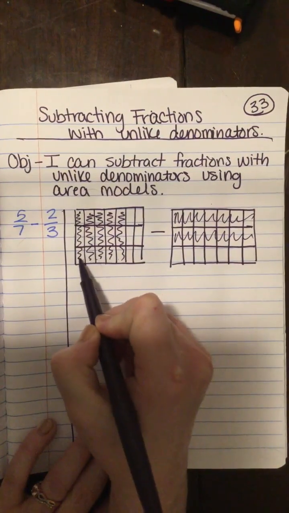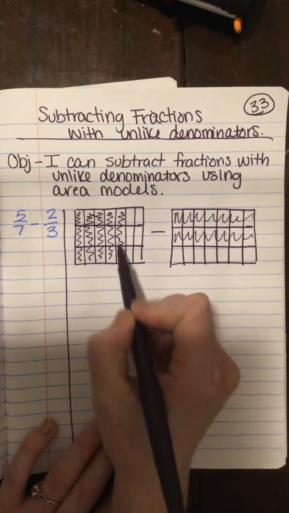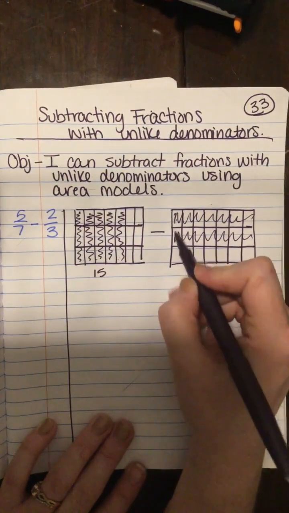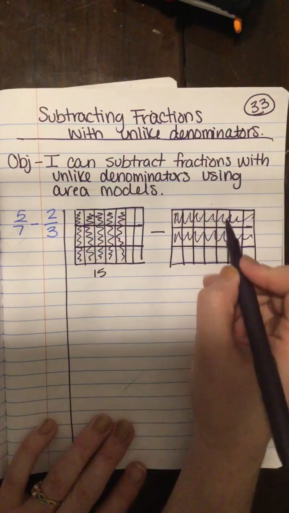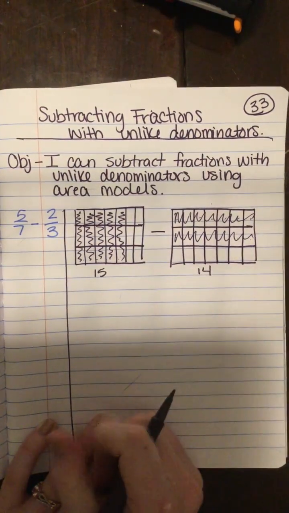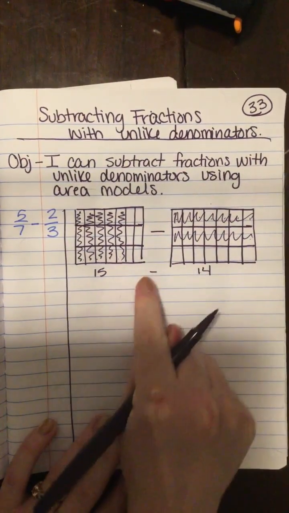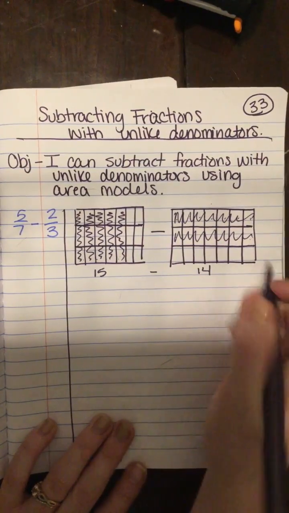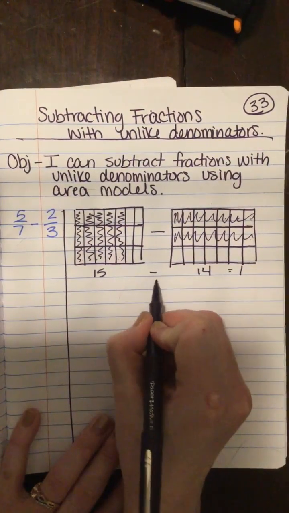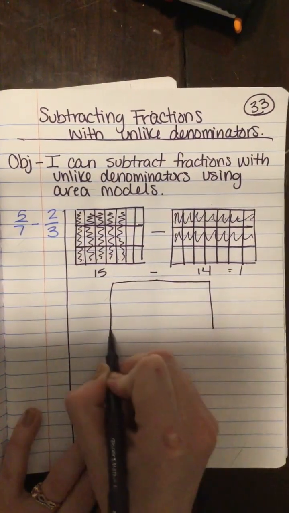So for this one, we have 1, 2, 3, 4, 5, 6, 7, 8, 9, 10, 11, 12, 13, 14, 15. We have 15 shaded. This one we have 1, 2, 3, 4, 5, 6, 7, 8, 9, 10, 11, 12, 13, 14. We have 14 shaded. And we're subtracting, so that means we're going to take 15 minus 14, which is going to give us 1.